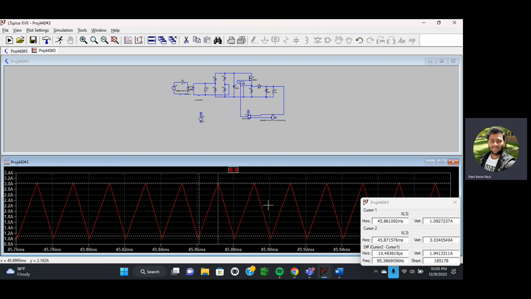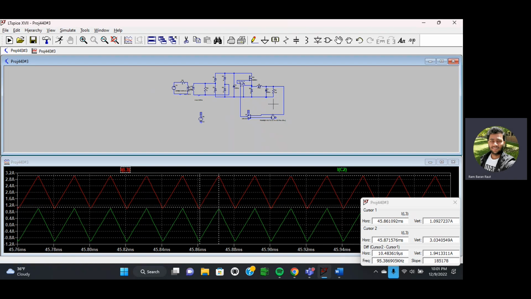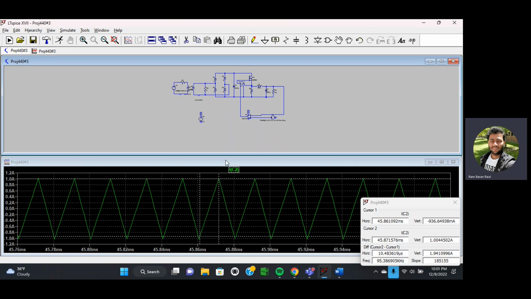So the peak to peak ripple, see how much it is? The difference is 1.94 ampere, which is almost 2 ampere peak to peak, which can be divided by 2. It's sort of like 1 ampere. So this is the ripple current in the inductor. And we can also measure the ripple voltage in the capacitor. Let's try ripple voltage capacitor.